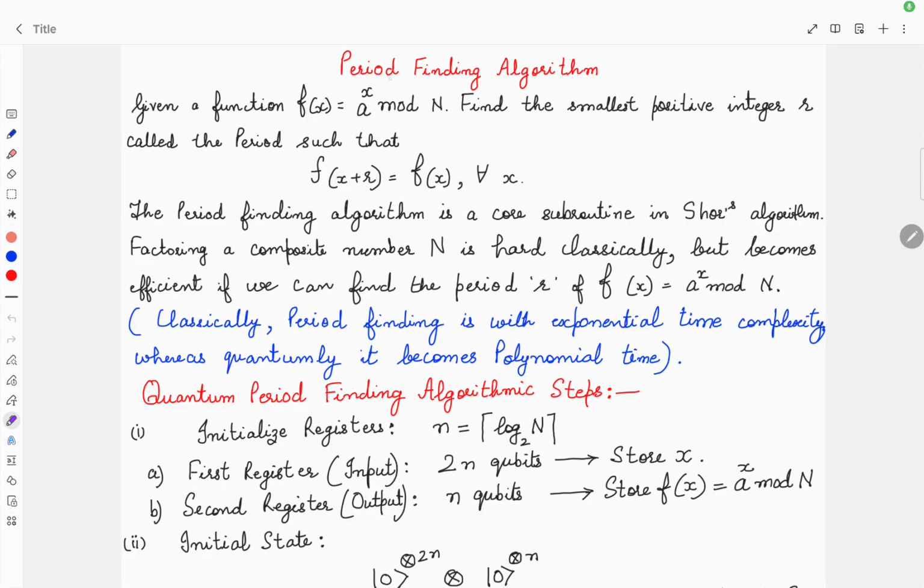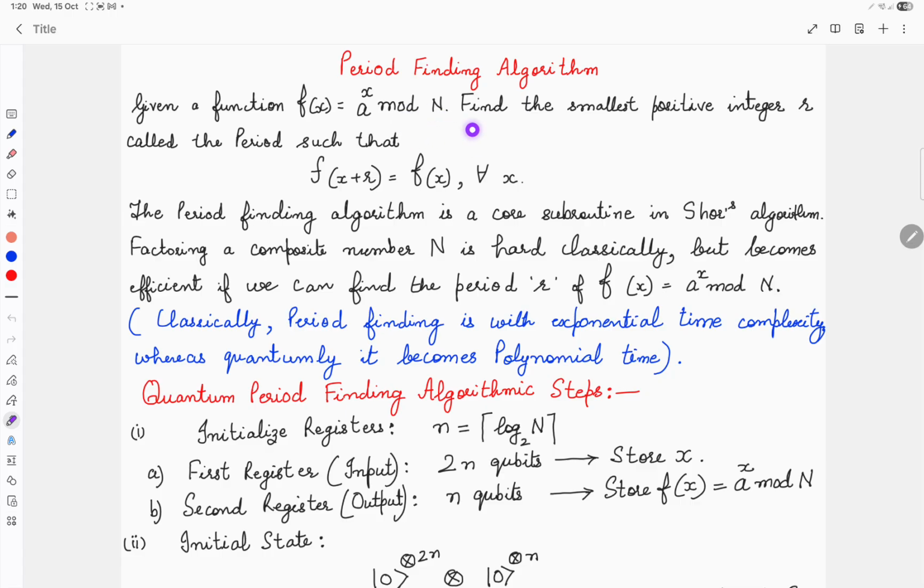Hello everybody. Let us try to understand an algorithm which is the period finding algorithm, which is an important algorithm in the famous quantum algorithm known as Shor's algorithm also. So what is the period finding algorithm? In this algorithm we are given a function f(x) = a^x mod N.